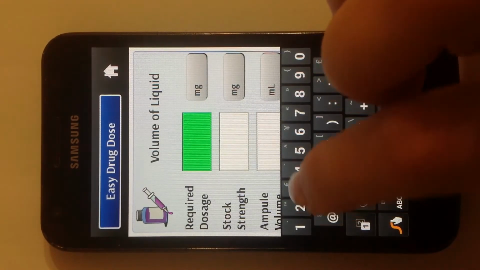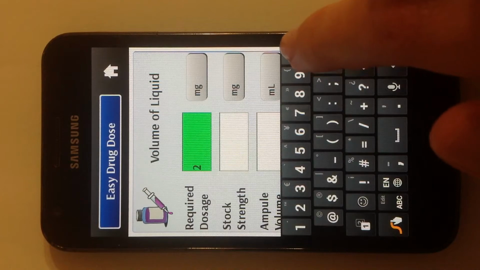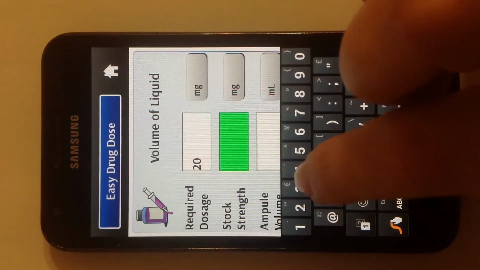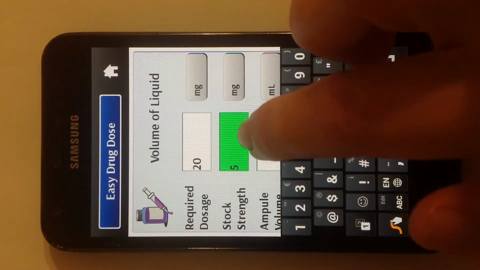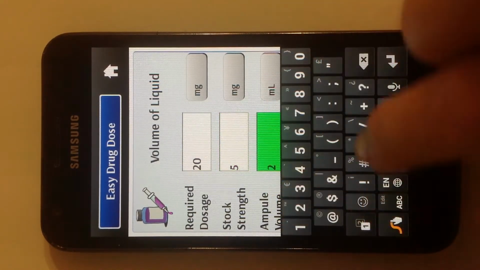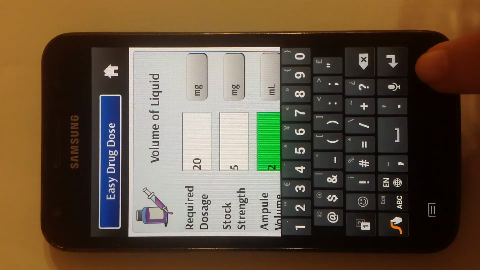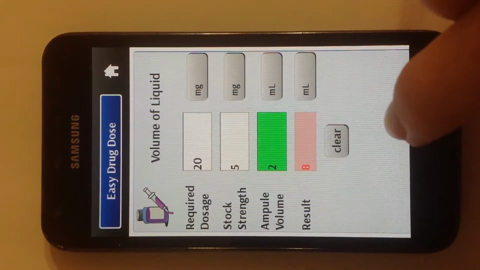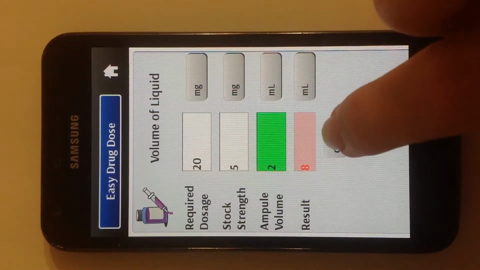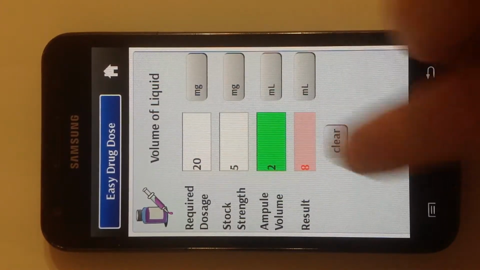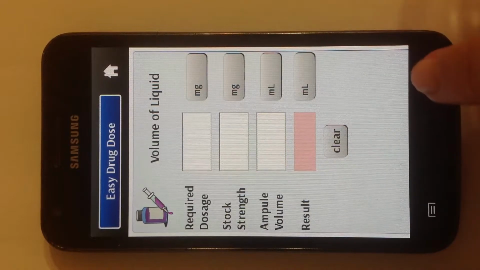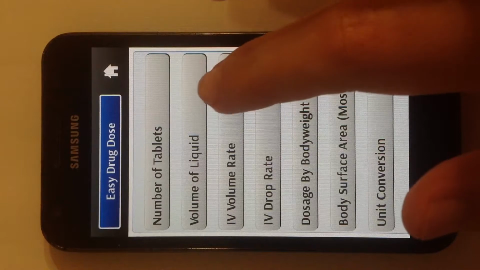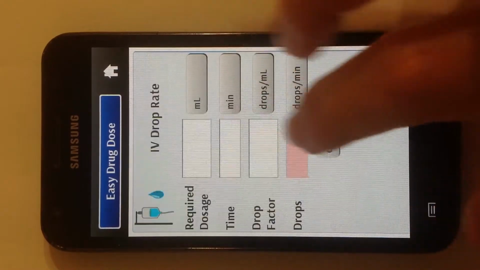It is very, very helpful when, for example, you need to give 20 milligrams of a medication and in stock you have 5 milligrams in 2 ml. You just check and you see, yep, it's 8. You probably could do it by yourself, but it's good to just check and make sure, so you can clarify that. And the good thing is, as I said, you could do all of these calculations, and I find it very, very helpful.